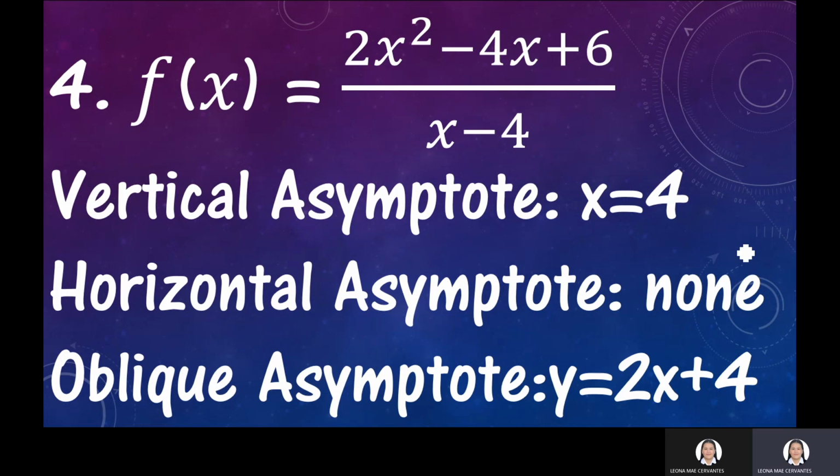Number 4, f of x equals 2x squared minus 4x plus 6 over x minus 4. So, vertical asymptote. Denominator, x minus 4, equate to 0. So, x minus 4 equals 0. X is equal to 0. Sorry, meron tayong typo.